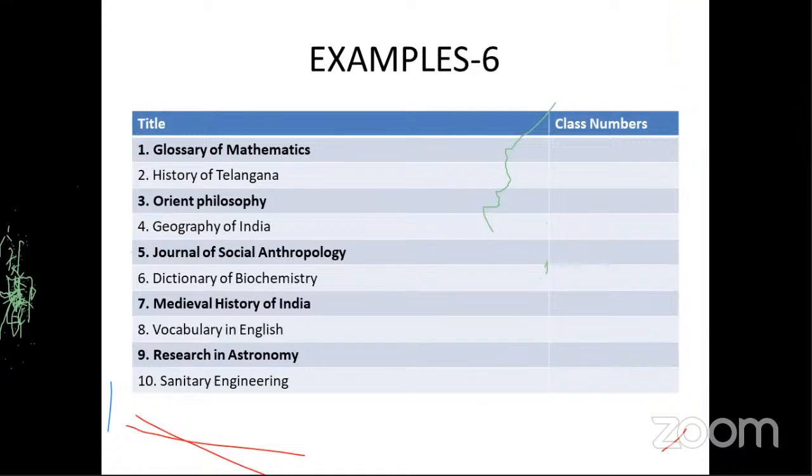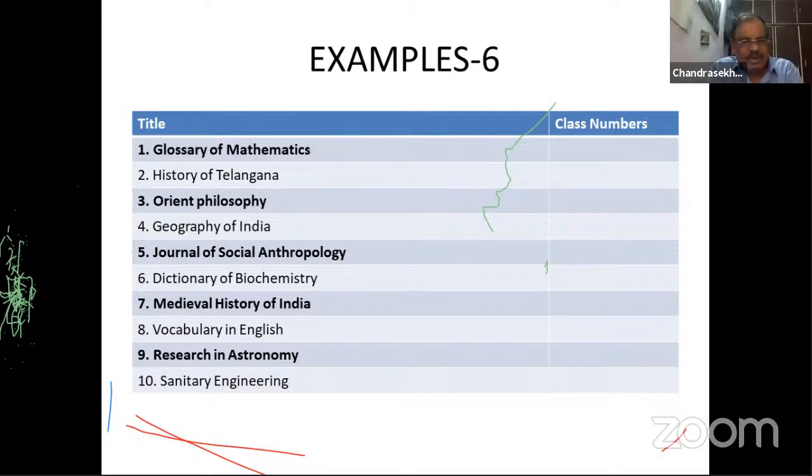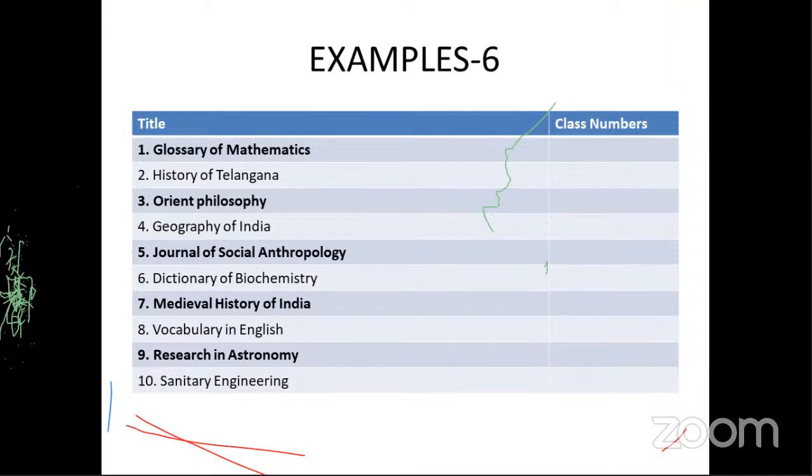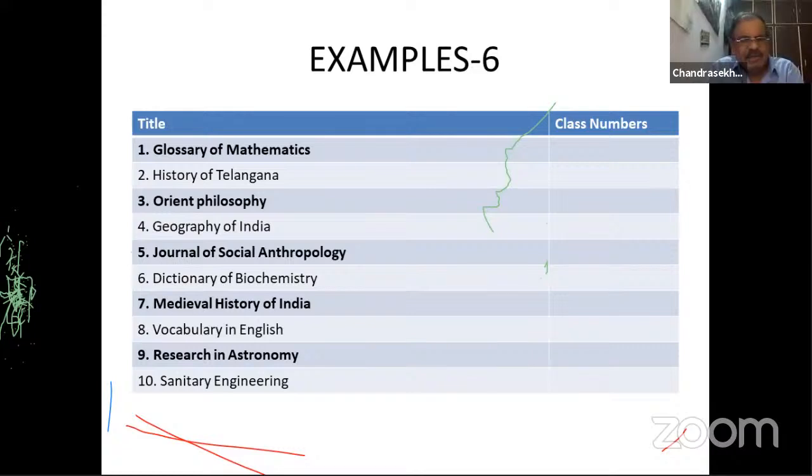Then geography of India. Geography 915, sir. 915.4. 91 is geography. Geography Asia is 54 India. 95 means Asia, 54 means India. I am adding 54 to 91. 915.4 geography of India.